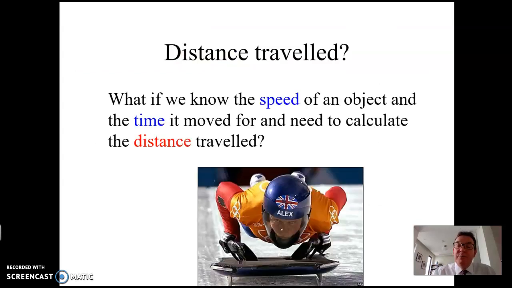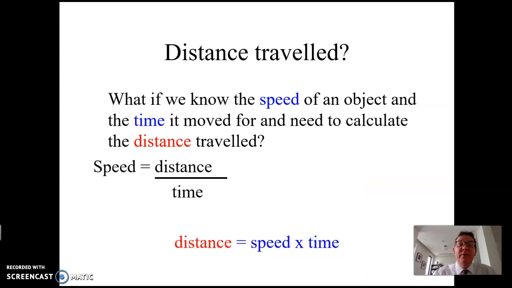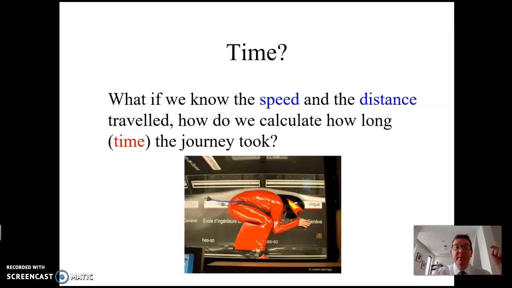Okay, so we need to be able to rearrange this formula. We need to be able to calculate a distance if we're given the speed and the time. If you look at your formula there, if I multiply both sides by time, the division by time disappears on one side. On the other side we get speed times time, so we end up with distance is speed times time.